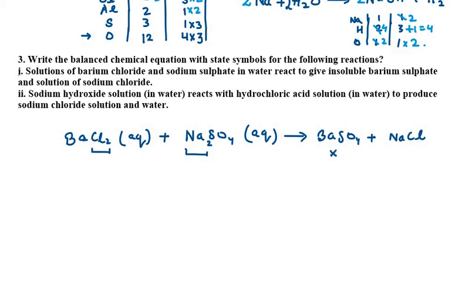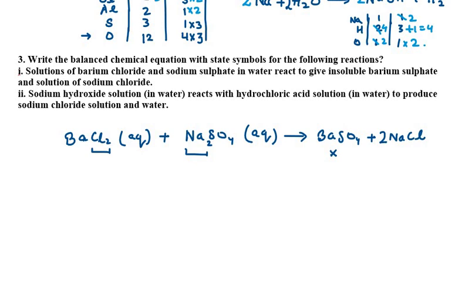So there is a change in the last one, that is sodium chloride, and it will be actually times 2. You just have to multiply by 2, so that we get sodium as 2 on right hand side and Cl as 2 on right hand side.